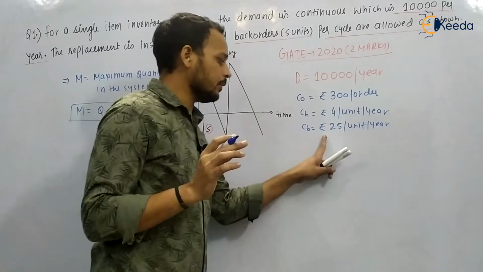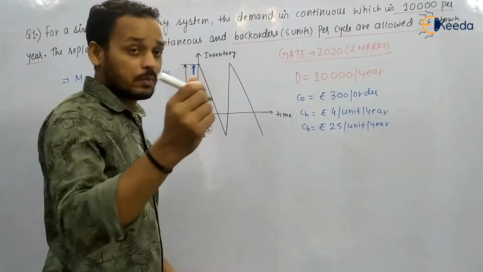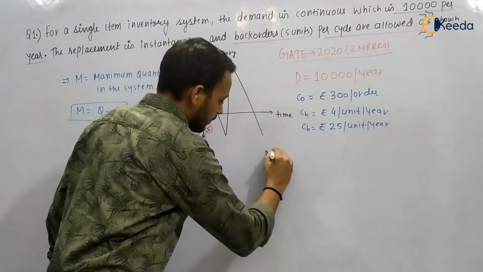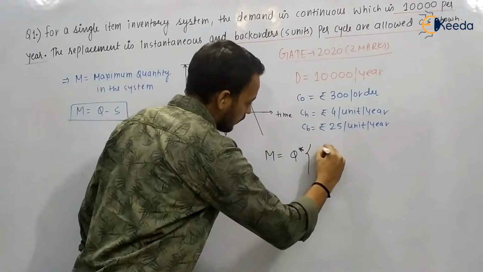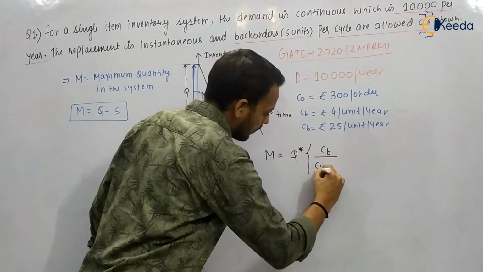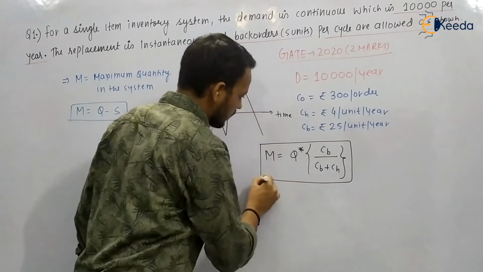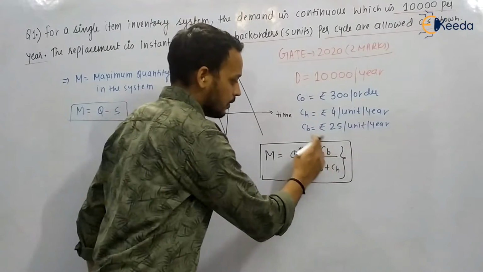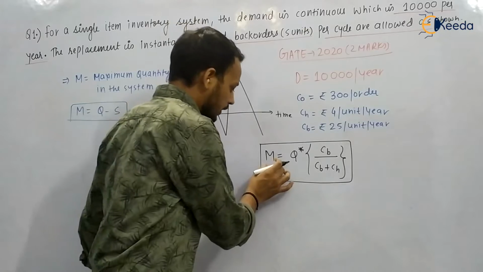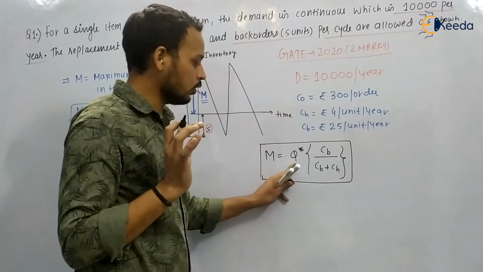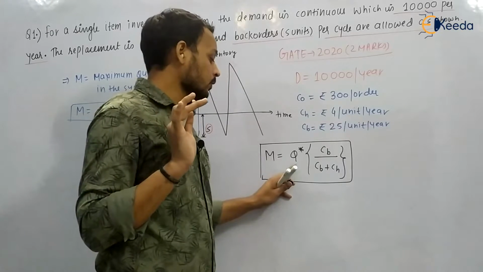There is one way that we can directly apply the formula, and you must remember it. The formula of M is Q star into CB upon CB plus CH, where CB is the back ordering cost and CH is the holding cost. So you can directly find the value of M. From where are you going to find Q star? From the shortage cost model formula. And why Q star? Because it is saying based on total cost minimization criteria.